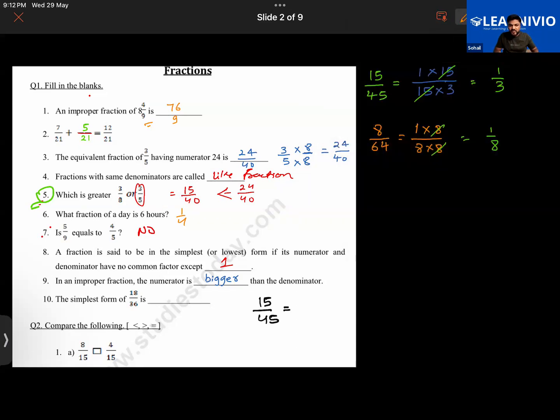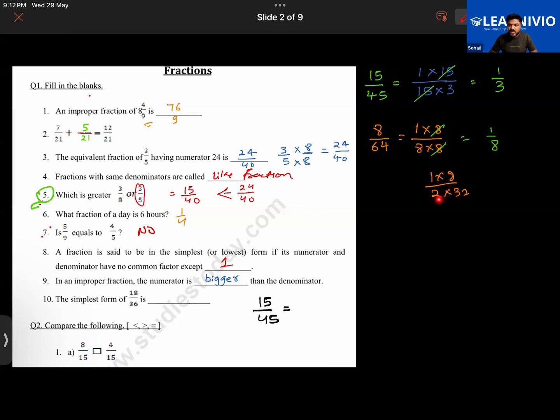Previously, what was your answer? For 8, 1 times 8, 2 times 32. See, 1 times 8 upon 2 times 32. We are going to break the number down in such a way that numerator and denominator get cancelled. We try to write it in such a manner.